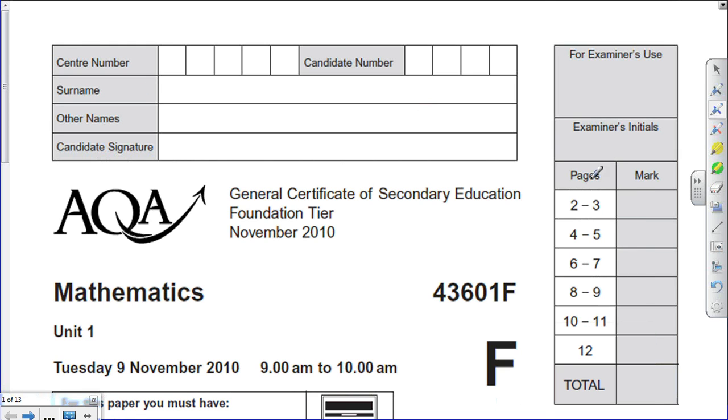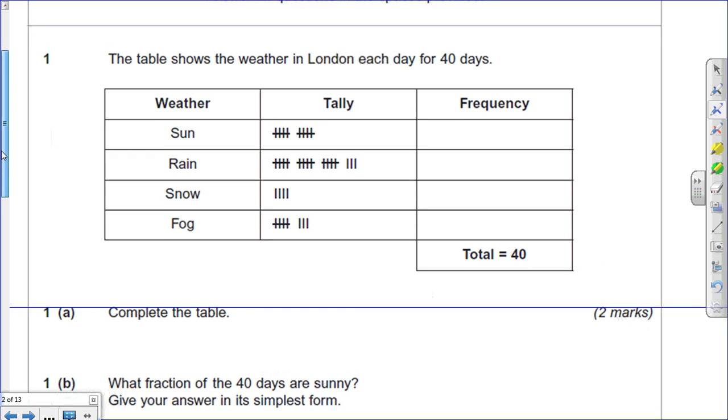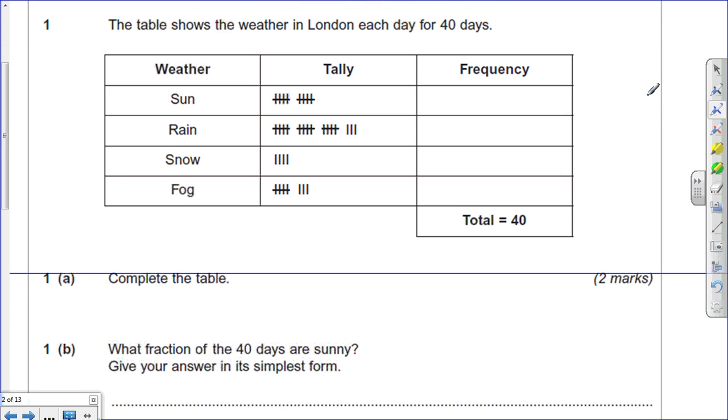Hello there. We're going to run through and mark the 9th of November 2010 paper in Unit 1. It's foundation level, and it's part of the AQA GCSE. In marking, I'm also going to hopefully give you some tips as to how you answer the questions and can get near enough full marks.